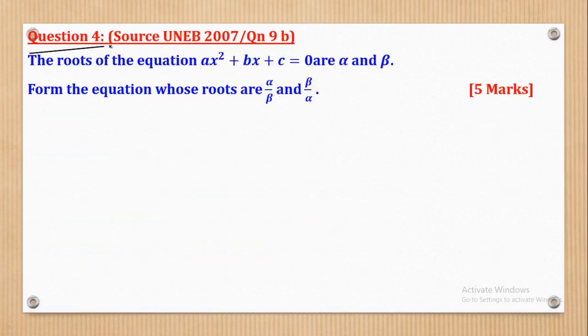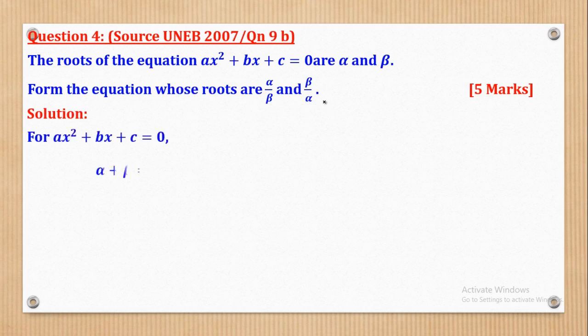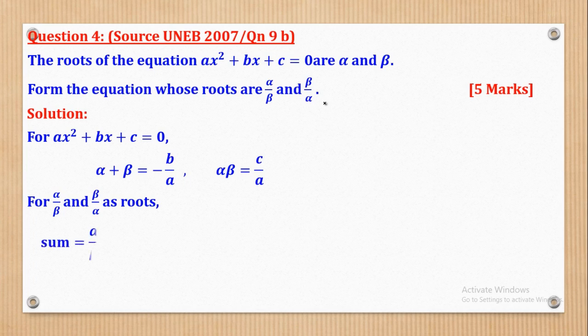Then question 4 came from UNEB 2007, paper 1, question 9b, and says the roots of the equation this are alpha and beta. Form the equation whose roots are this. So for the given equation, the sum and product are that. Then for these roots, we shall get the sum.